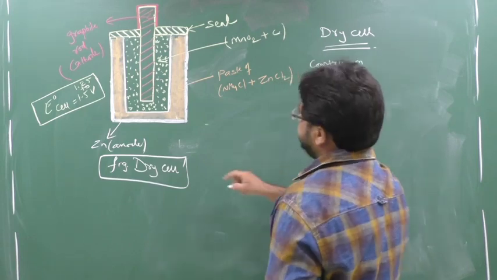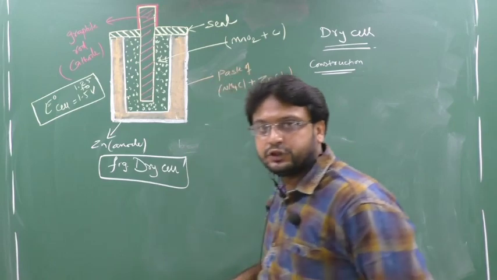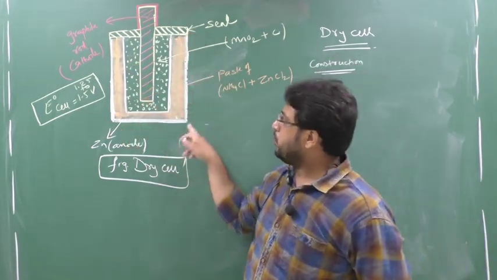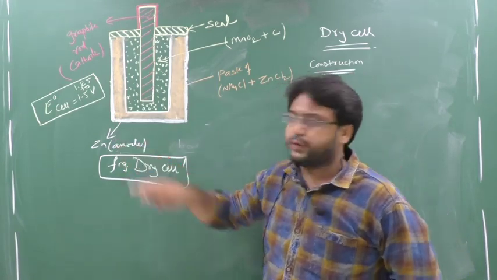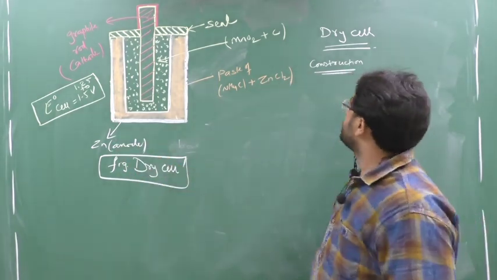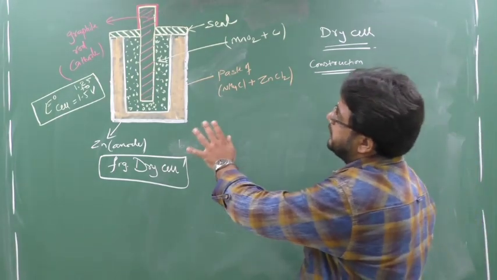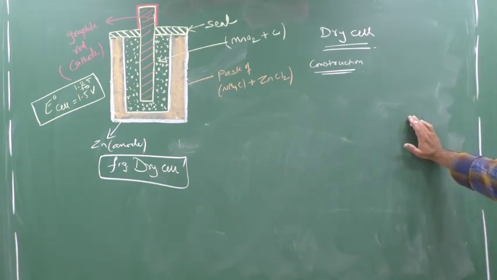What is the construction? We are taking one zinc vessel which is open from the top. Yes or no? That zinc vessel itself acts as an anode. Clear? So I am teaching your construction. Please focus here. This is a schematic diagram of a dry cell. My suggestion is you pause the video and first draw the diagram and then continue. Okay? So I hope we have drawn the diagram.